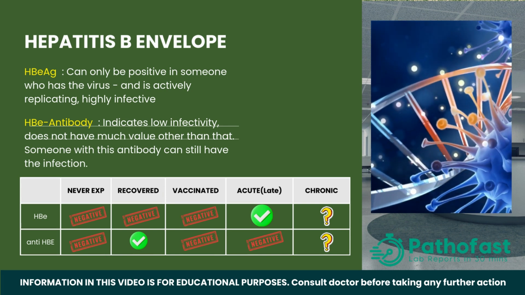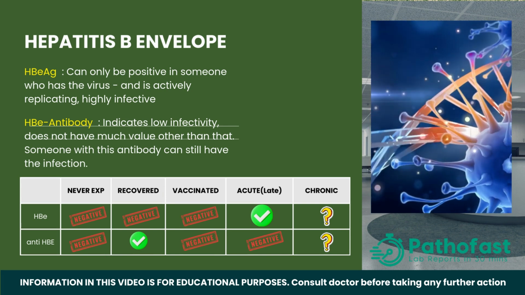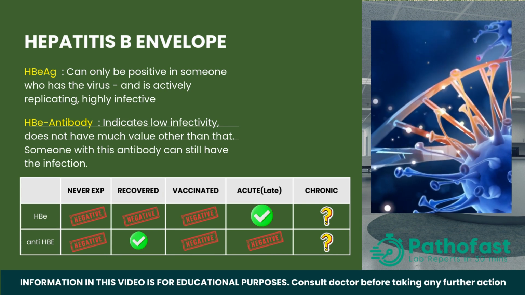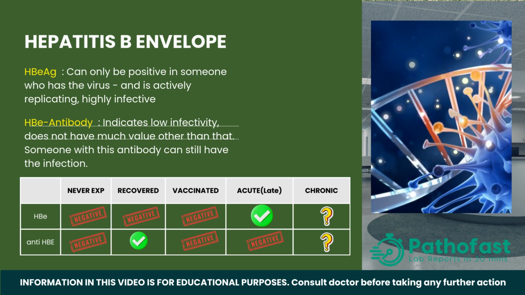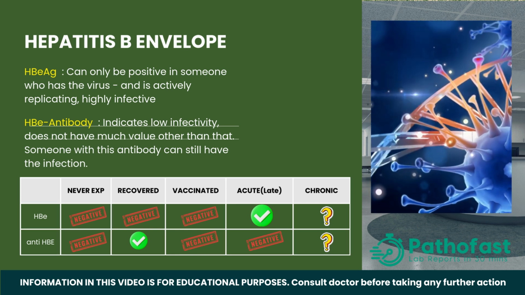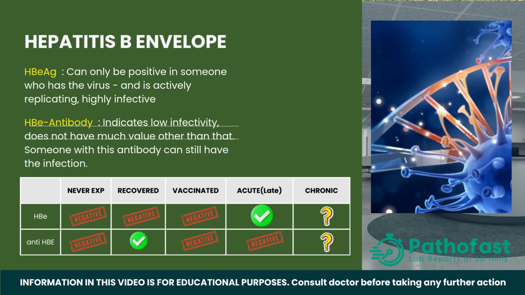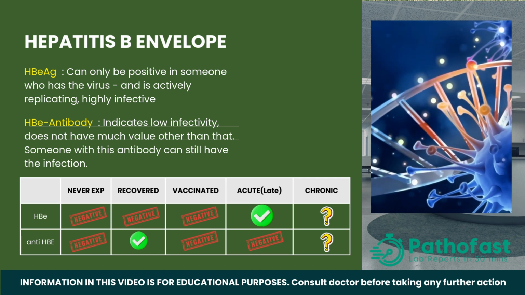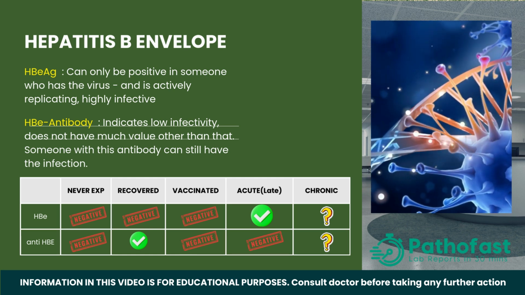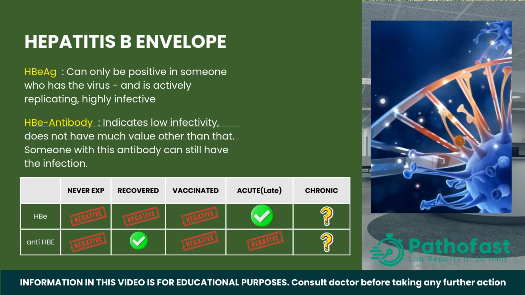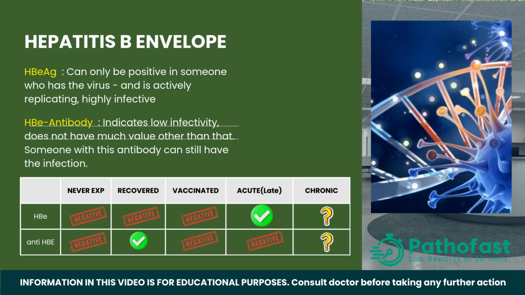So, let's say somebody was never exposed. Obviously, the virus has never gotten into their body, so both of them are expected to be negative. Let's say that someone was infected but has recovered. Well, we can be certain that there will be no HBe because this person cannot obviously be actively replicating the virus now, but the anti-HBe will be positive because that means that there is some immunity. What if somebody was vaccinated? Well, that's the same as if somebody was never exposed. There shouldn't be either of these two detected.